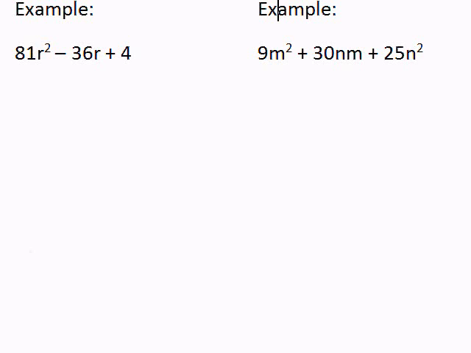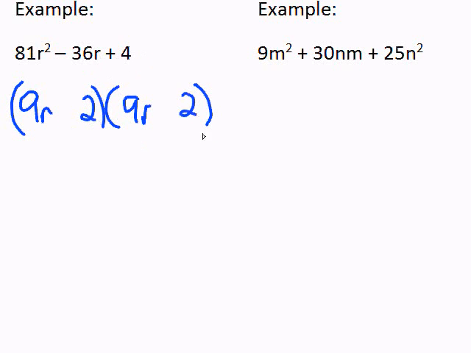81r squared minus 36r plus 4. We can factor this by taking the square root of the first term, 81r squared, which gives us 9r and 9r, and the square root of the last term, 4, which gives us 2 and 2. We know that our last terms have to multiply to give us positive 4, but our middle terms also have to add to give us negative 36, so we know that both of these have to be negative. If it was a positive 36, then it would be plus 2 plus 2. We can list this as 9r minus 2 squared.